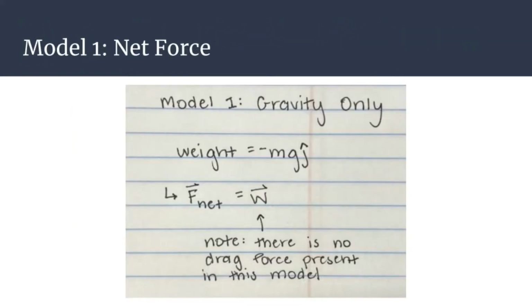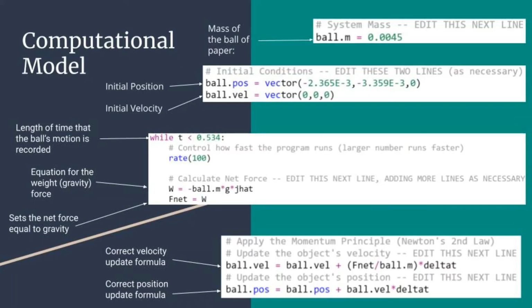To simulate the motion of the ball using GlowScript, first we will use a model that includes gravity as the only unbalanced force acting on the ball of paper. Several changes to the starter code were made. The ball's measured mass, initial position from Tracker, and initial velocity of 0 were inputted.